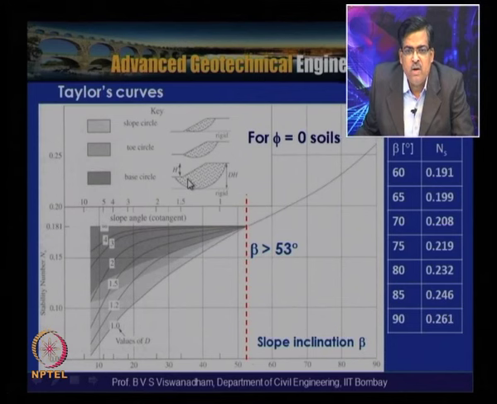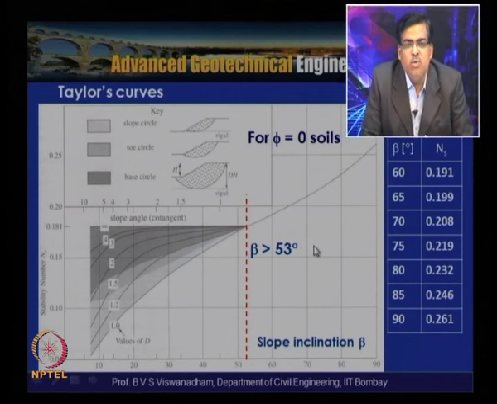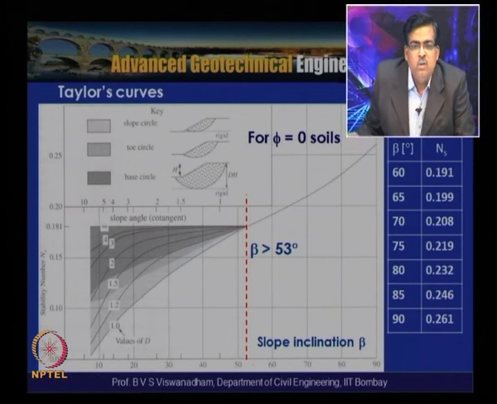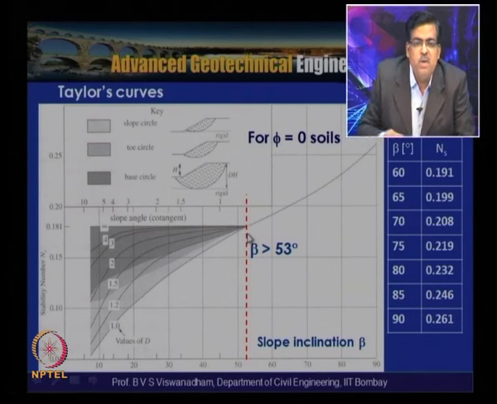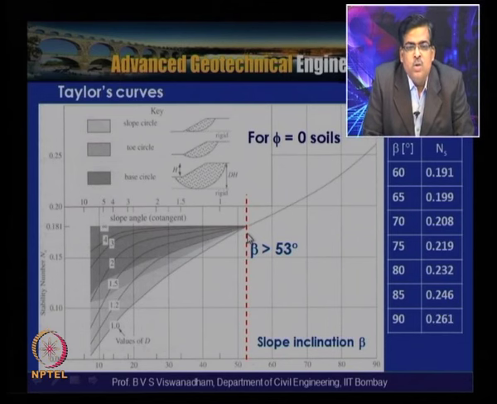But when beta is greater than 53, it is found to be independent of D. So it only depends upon the slope inclination, which is when it is more than 53 degrees. So it can be seen that for more than this, the stability number will be constant. So here this is used for phi u equal to 0, and mostly for undrained conditions this is used.